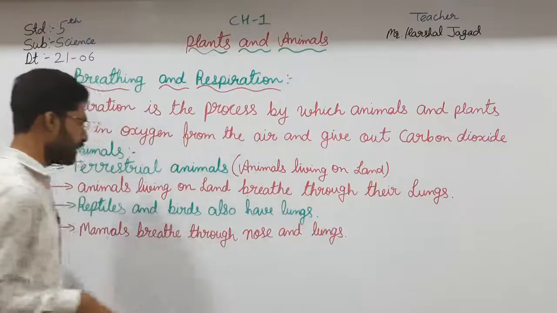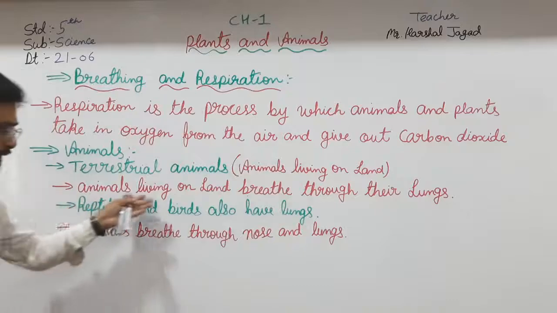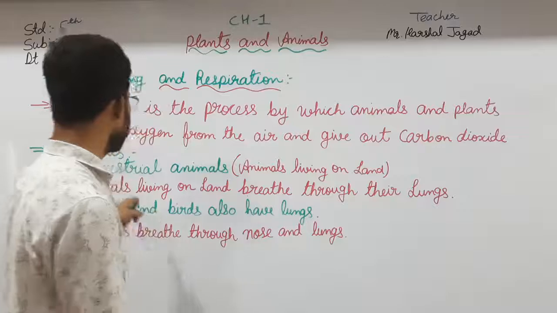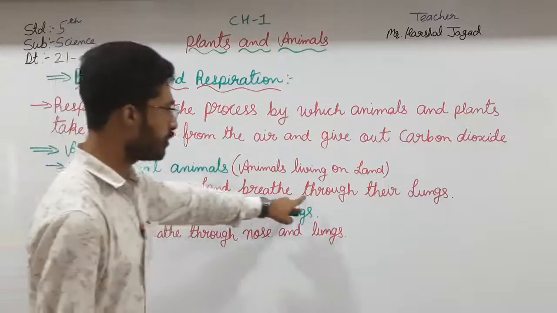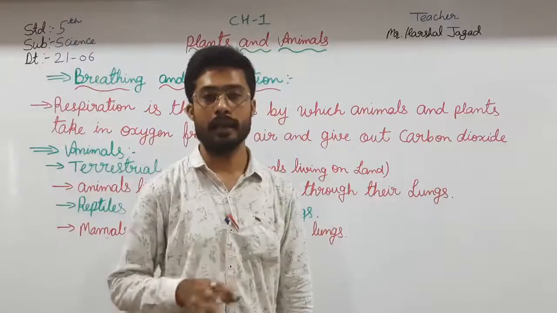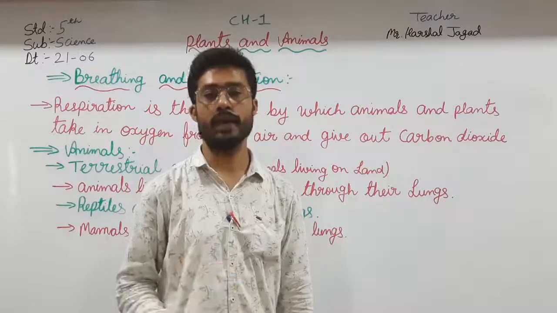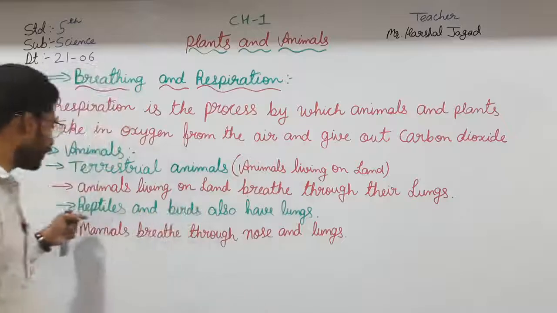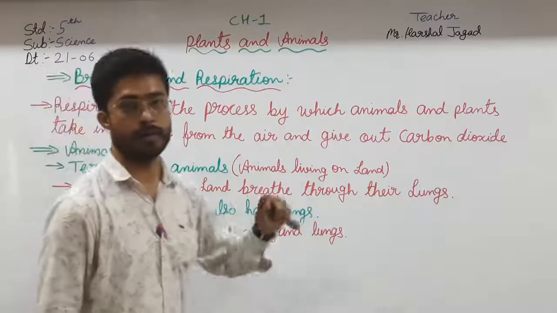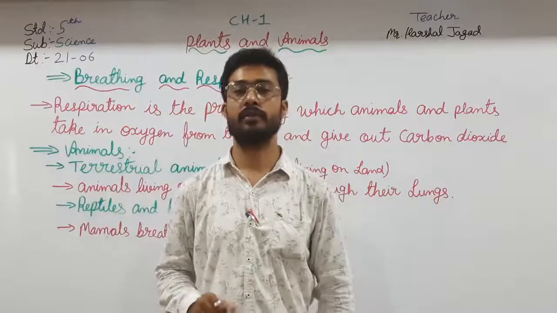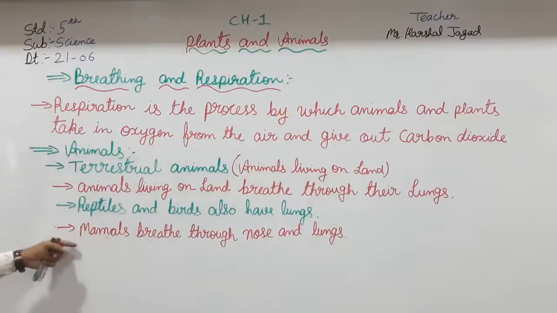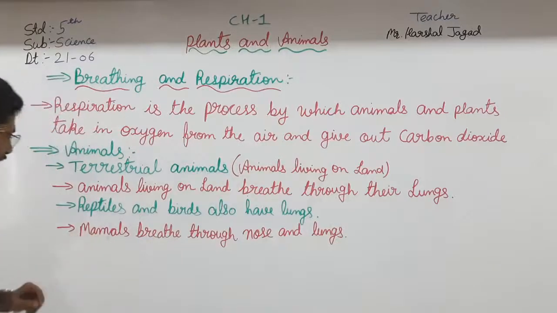So here, which animals live on land? Reptiles, birds, mammals, they all live on the land. Animals living on land breathe through their lungs, means the animals which are on the land usually breathe through their lungs. Then coming towards reptiles, reptiles and birds also have lungs, means reptiles and birds also breathe through their lungs. Then coming towards mammals, so here I think double M it will become.